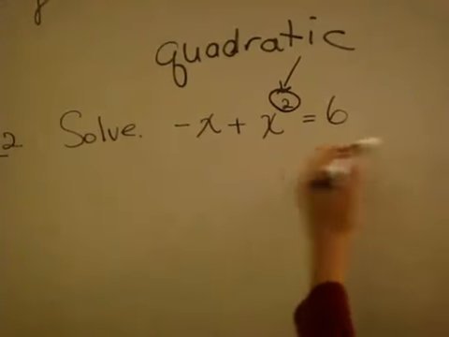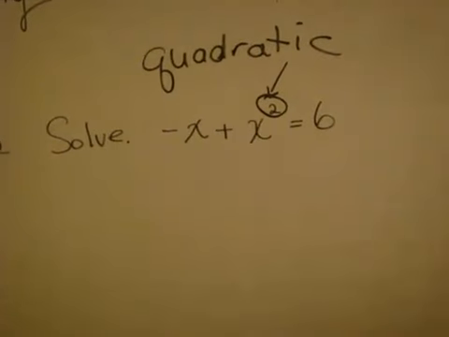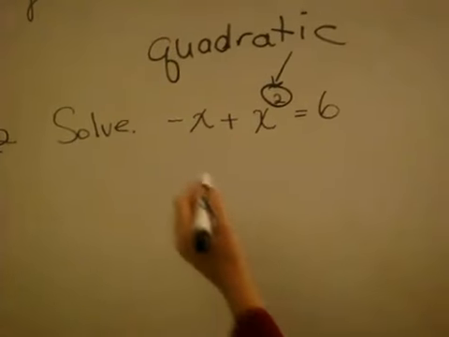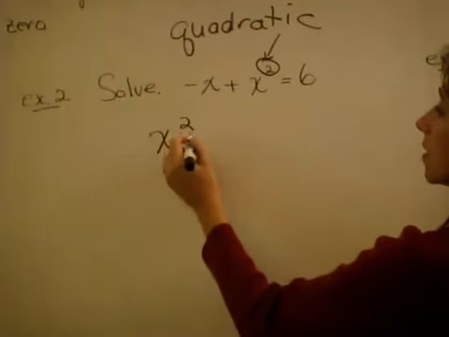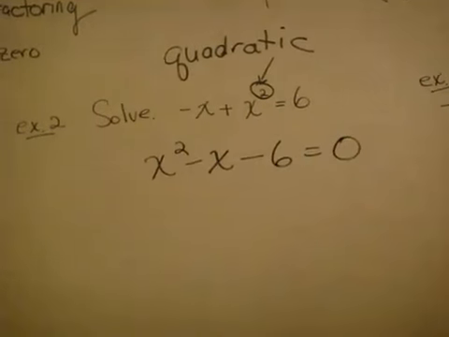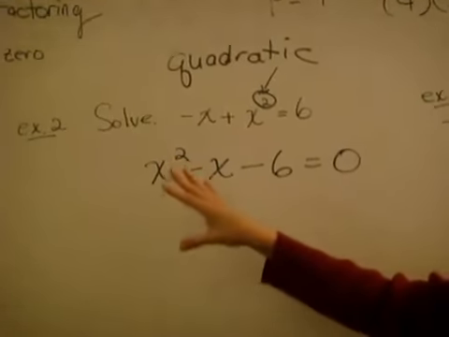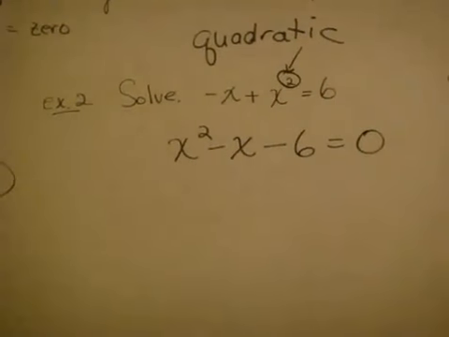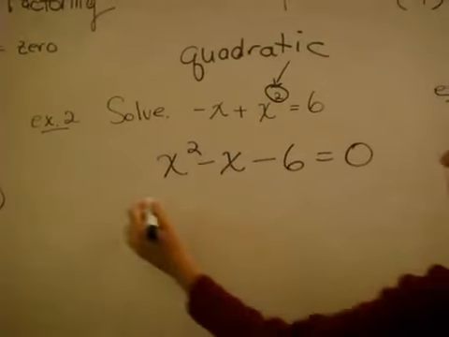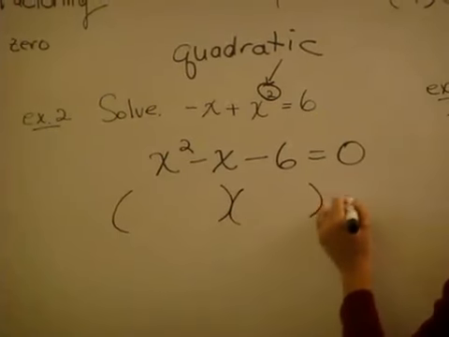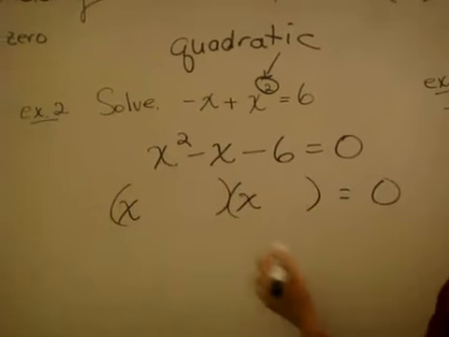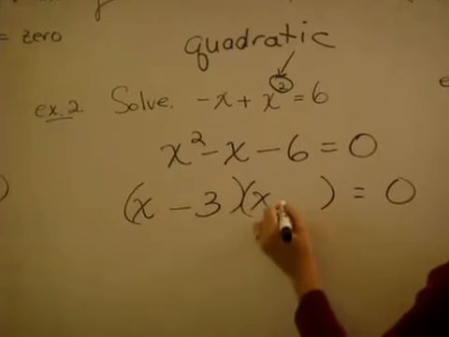So I'm going to bring the 6 over to the left-hand side, and while I do it, I'm going to put it in descending order. So we get x squared minus x minus 6 equals 0. You set everything equal to 0 when it's quadratic. Once you set it equal to 0, then we're going to factor it. I'm going to put 2 factors, and I'm going to get x, because x times x is x squared, and I'm going to get minus 3 and plus 2.